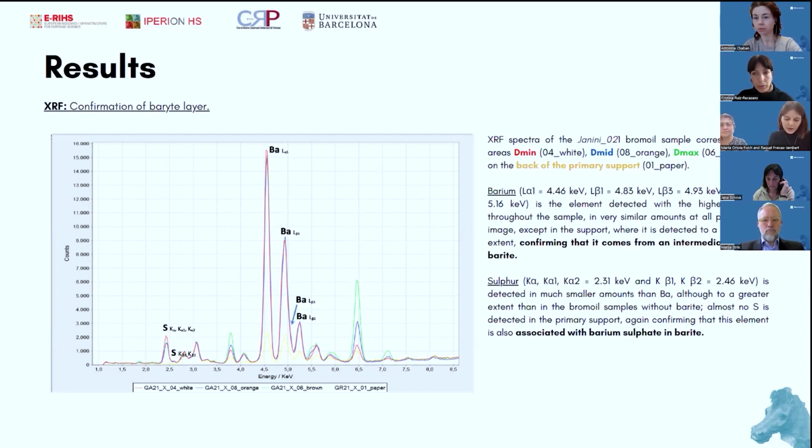In this case, what allows us to confirm that the barium comes from an intermediate layer was the minimal presence of this element on the back of the primary support, as seen in the spectrum. So you can see the spectrum of the support is the yellow spectral line, okay?